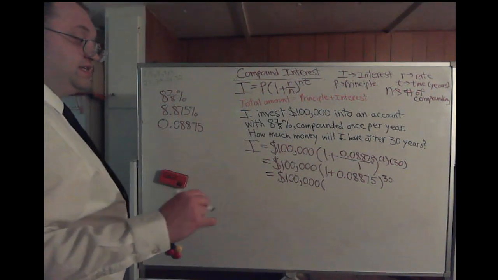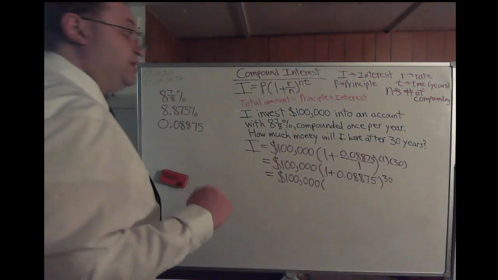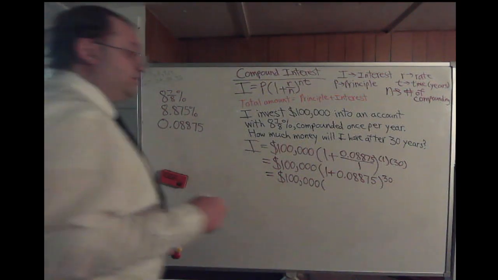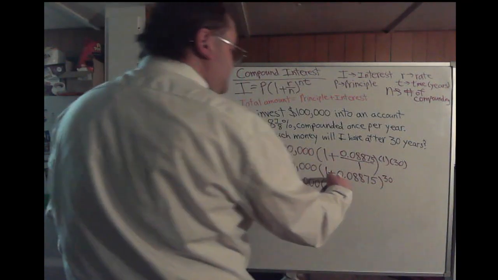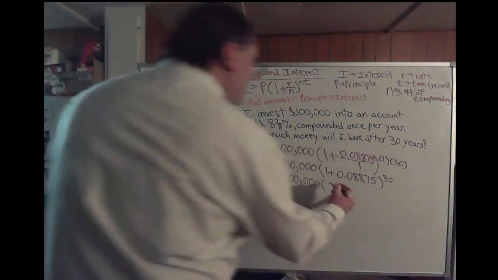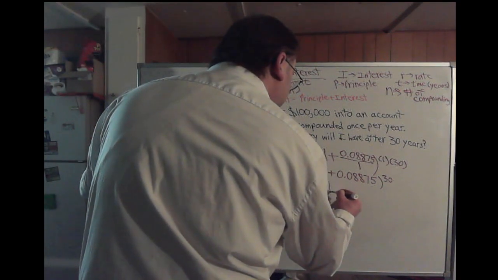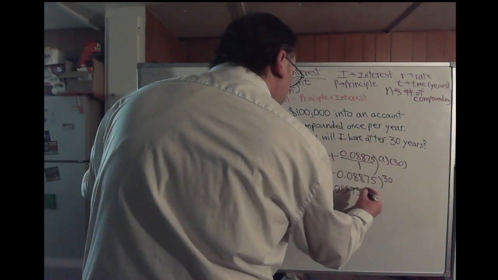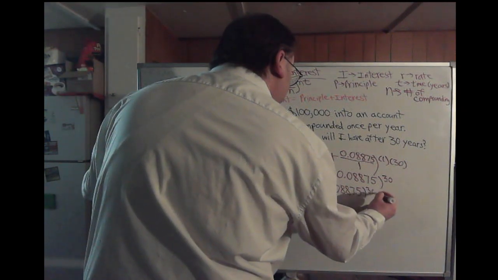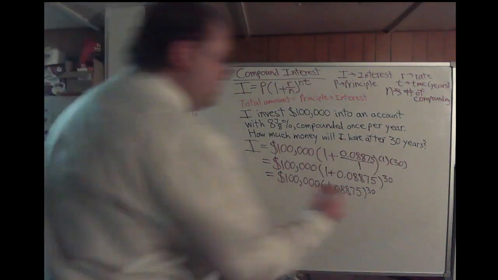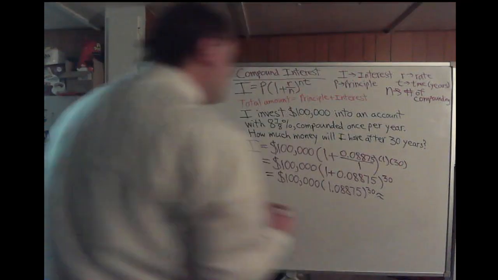Now we deal with what's in the parentheses. This is why order of operations is so important, because when you solve applied problems like this, it can get a little bit crazy. Do what's in parentheses, the 1 plus 0.08875. You're going to get an answer of 1.08875. You're going to take that, raise that to the 30th power. Now it's just a matter of putting it in your calculator, and we will get an approximate number for the interest.